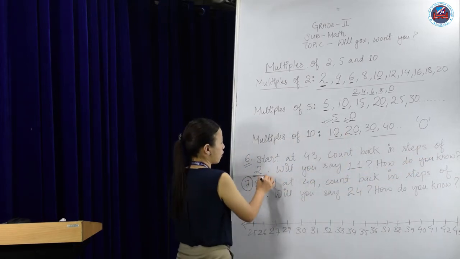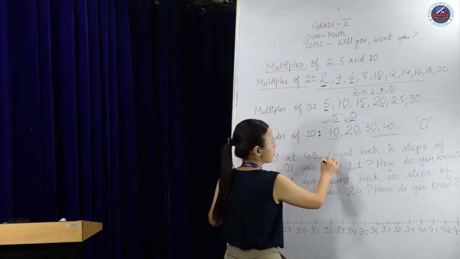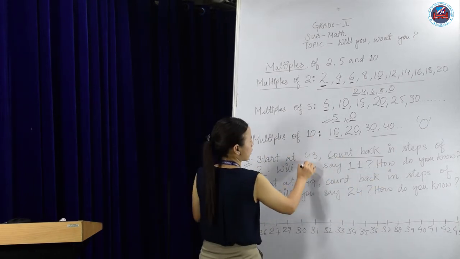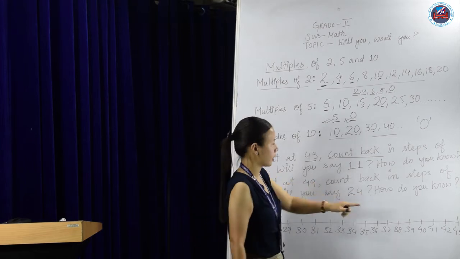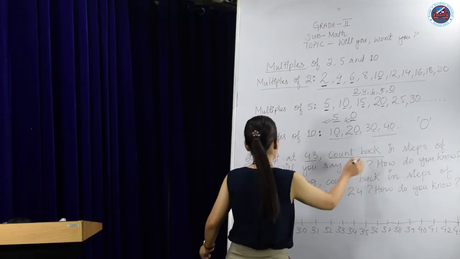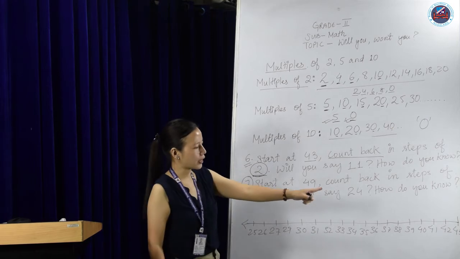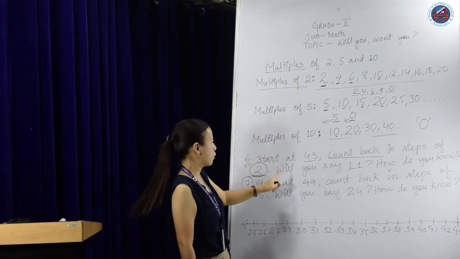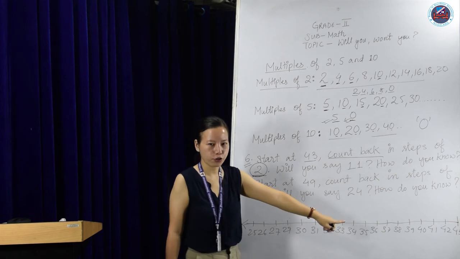That means it says to count back in steps of 2. We are going to count back this time, not count on. That is, we're going to count from the back, that is the number 43. Now he says to count back in steps of 2. So we're going to take 2 steps back. Doesn't mean that we have to go with the multiples of 2. If we follow the multiples of 2, our answer is going to be wrong.